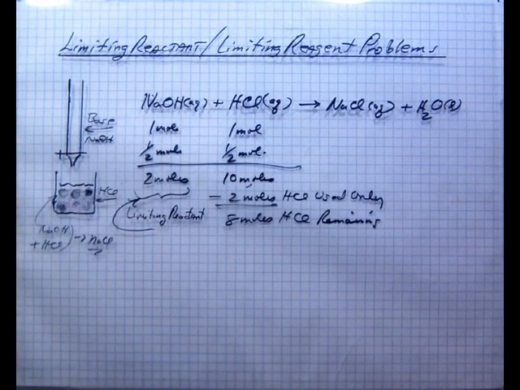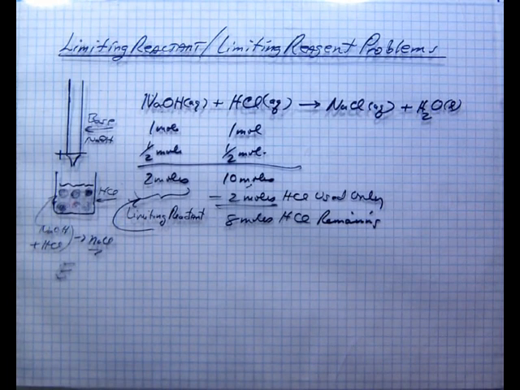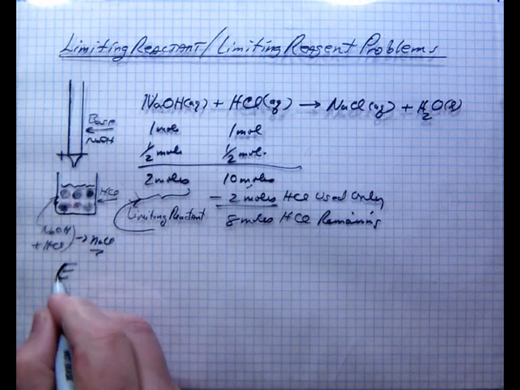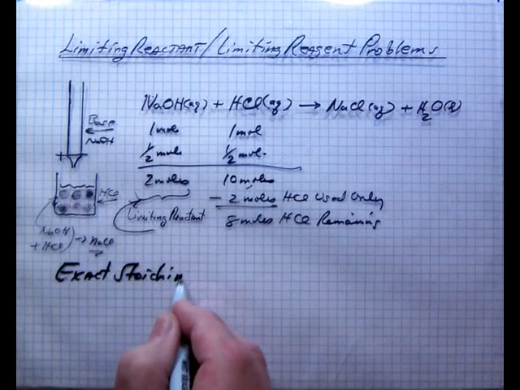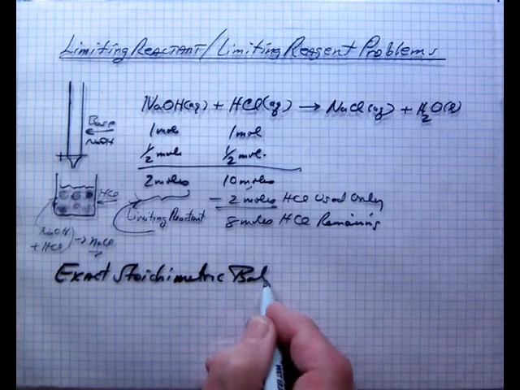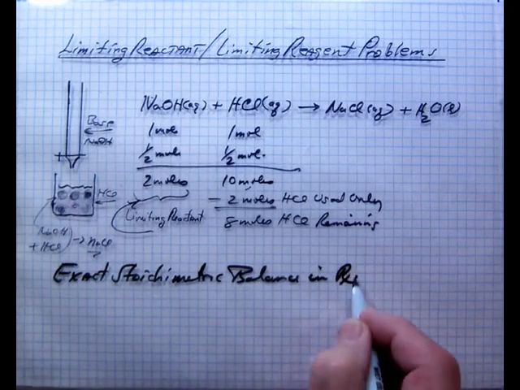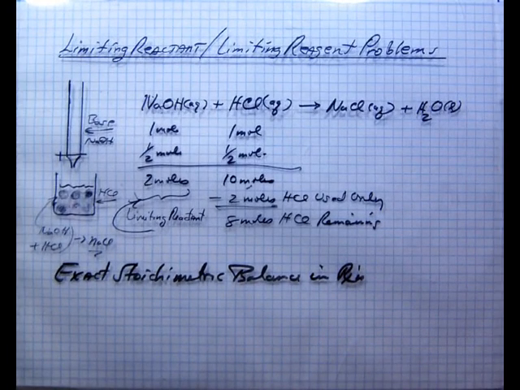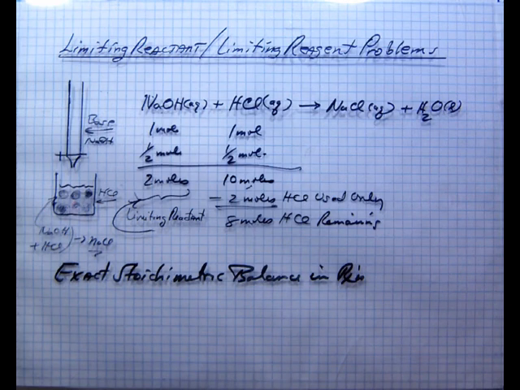Now, what I'm showing you here is an exact stoichiometric balance. That's the terminology that's used, in the reaction. But before we got to that point, the acid was in excess and the NaOH was in deficiency. As a result, the NaOH is used up and the reaction stops.